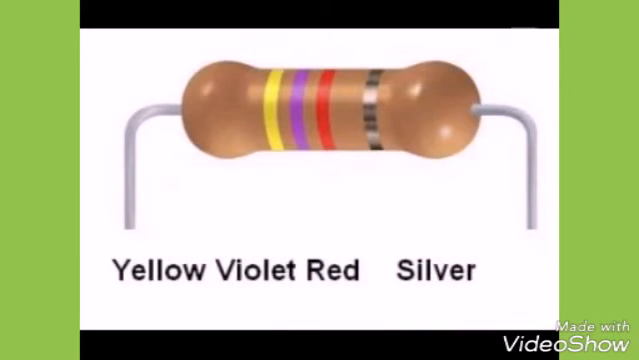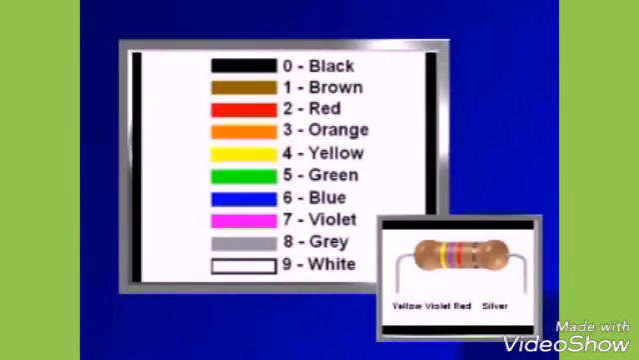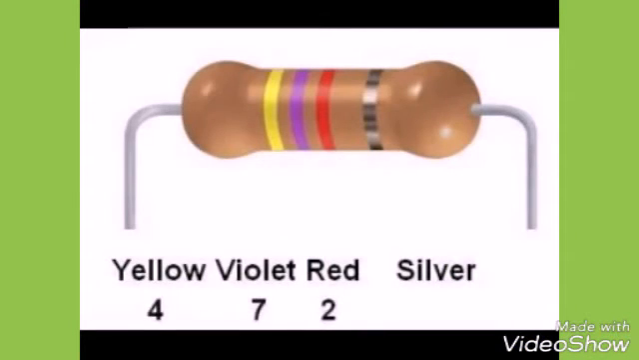Here is another resistor, yellow, violet, red, silver. Yellow is 4, violet is 7, red is 2. So this is a 4, 7, and 2 more zeros. The first 3 colors represent 4, 7, and then 2 zeros. So this is a nominal 4700 ohm resistor.